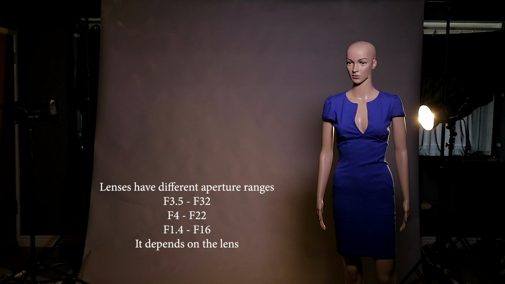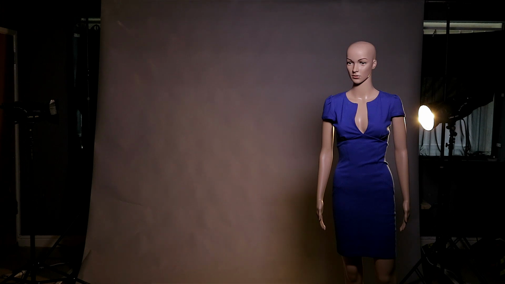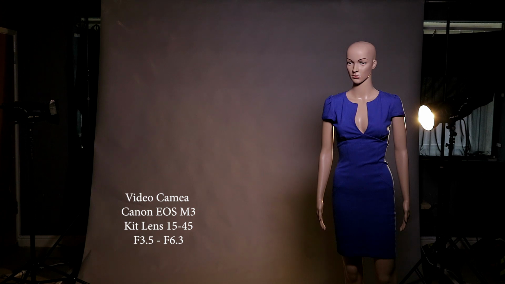Lenses will have a range typically from their widest working aperture, which could be f4, f3.5, f2.8 through to f22, and some specialist lenses may have a wider range and go to f32, f36 and even beyond. Usually that's large telephotos and macro lenses. So on the EOS M3 that I'm filming on now with the kit lens, which is the 15 to 45, it is a f3.5 to f6.3.